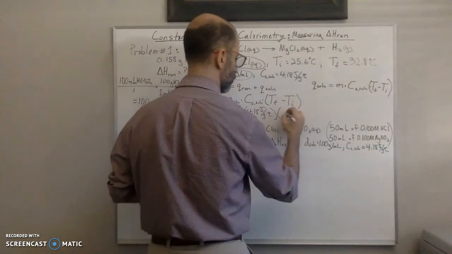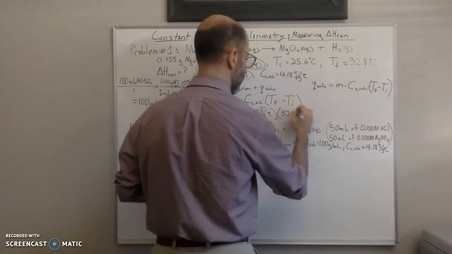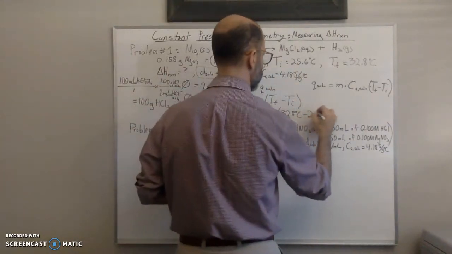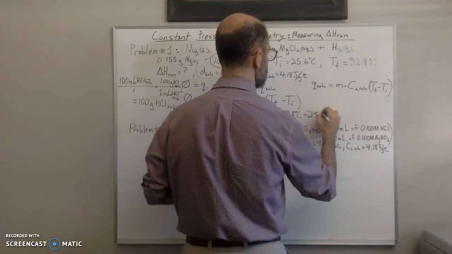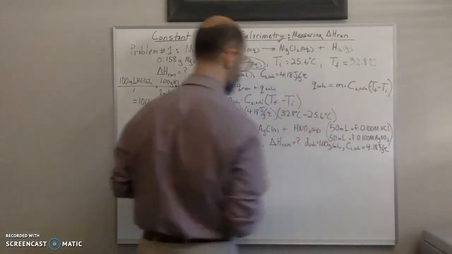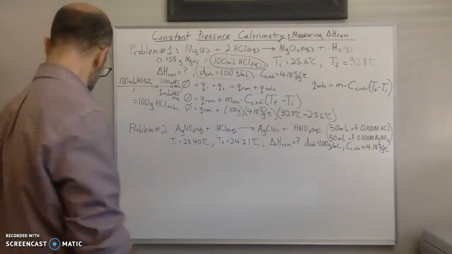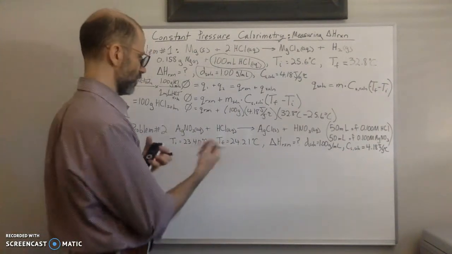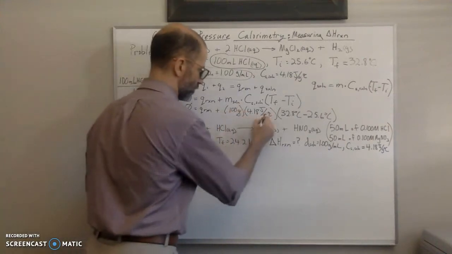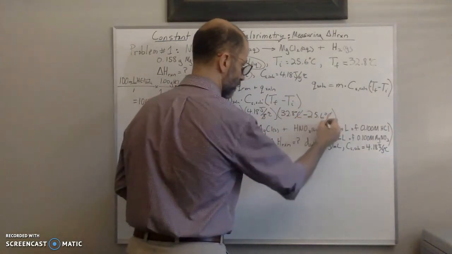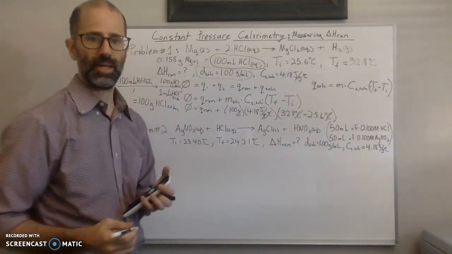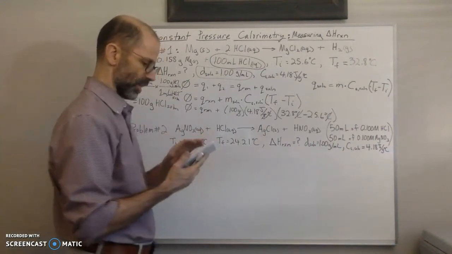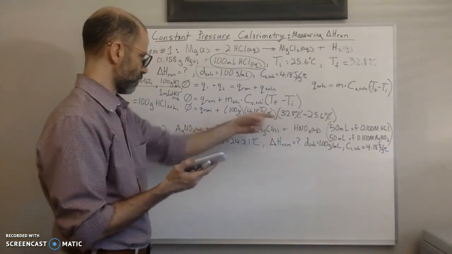The final temperature is 32.8 degrees Celsius minus the initial temperature, 25.6 degrees Celsius. And so we're going to use our equation to calculate this, but one thing you should notice is grams cancel out, and then the degrees Celsius are going to cancel out as well. So now that we have those canceled out, let's calculate the answer for this part.